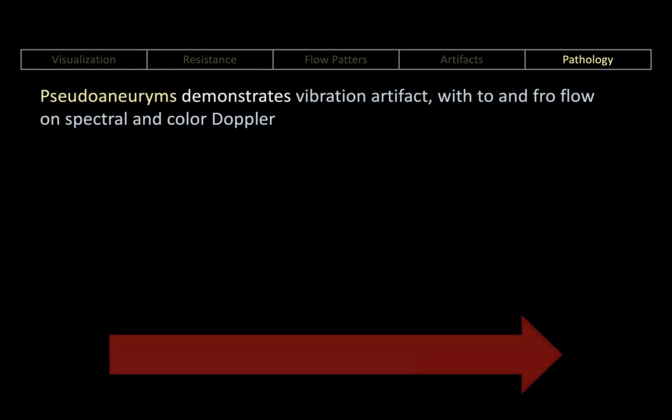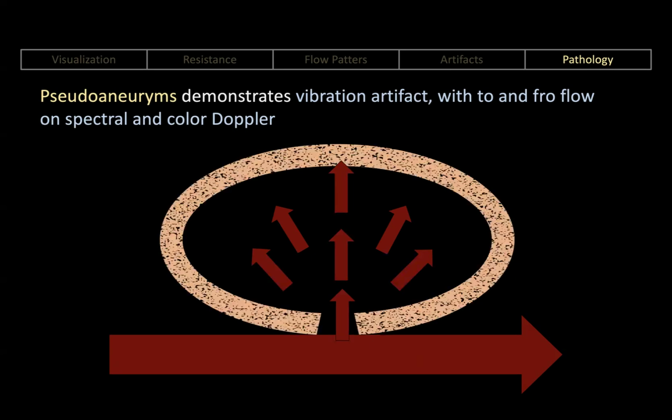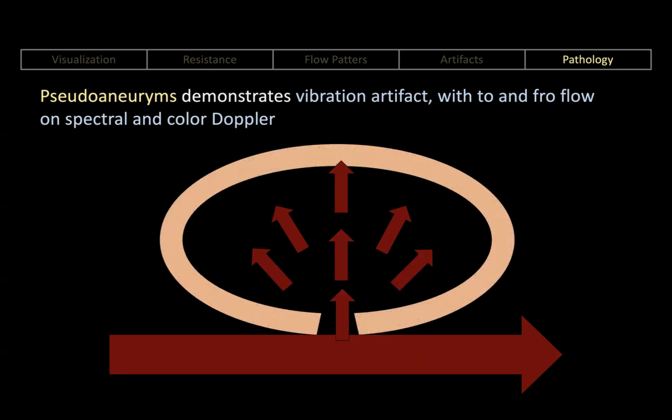The final pathology we're going to talk about are pseudoaneurysms. These ones have vibration artifact. Again, there's tissue vibration that happens, and you get this to and fro flow on spectral and colored Doppler image. And so why is that the case? A pseudoaneurysm is basically a contained vascular rupture. So here's the blood pouring out of a blood vessel. Something ends up containing it, whether it's a hematoma or some adjacent structure.